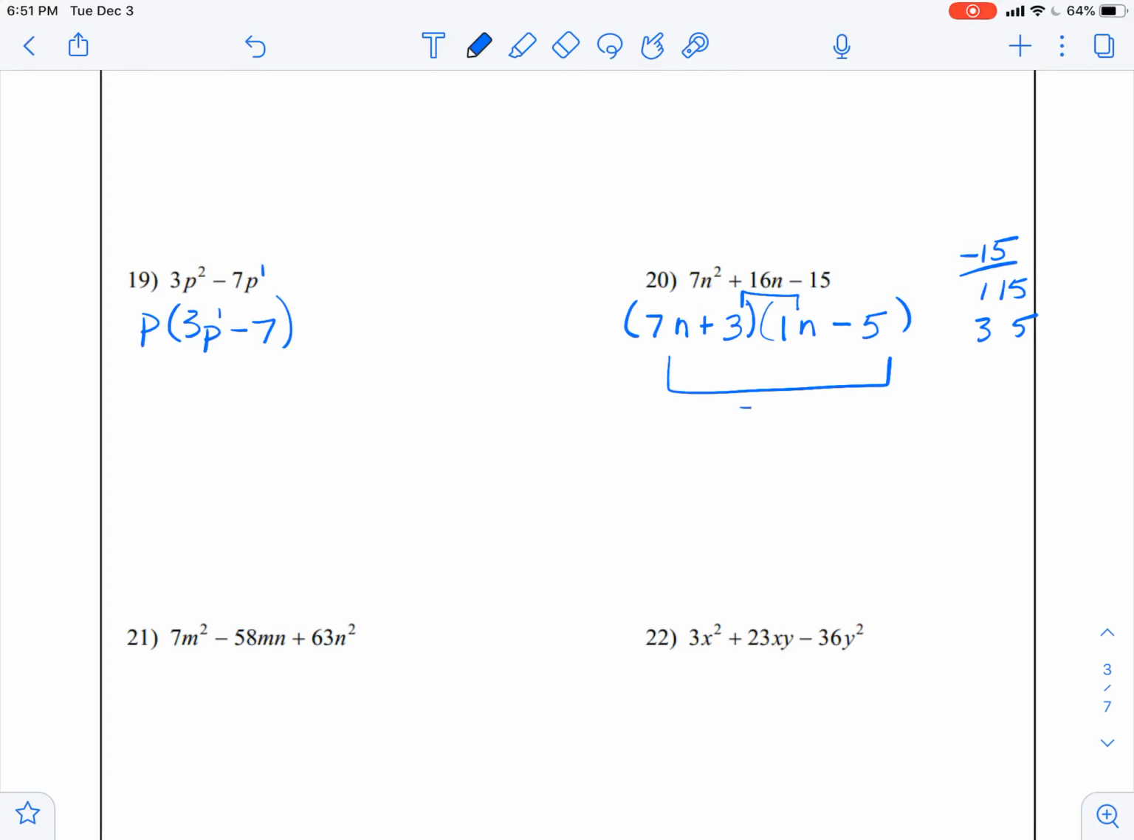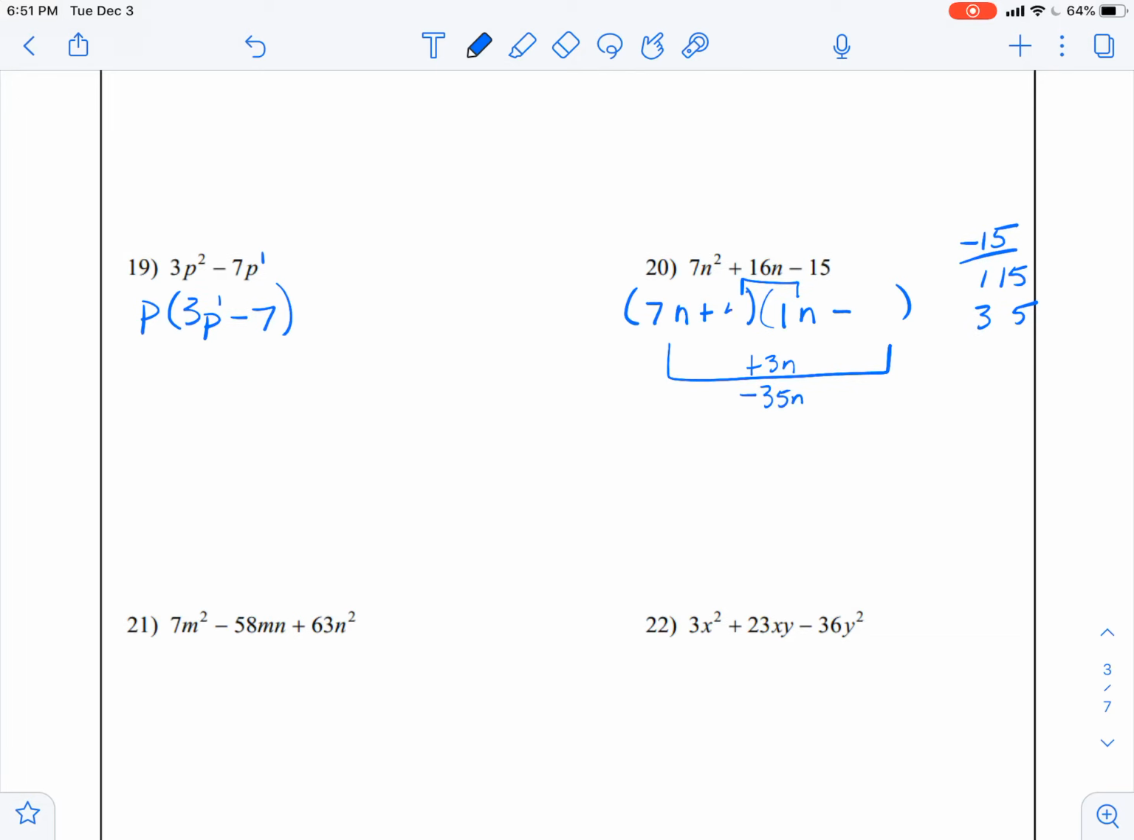And try it out. Well, that's negative 35, and that's plus 3, and that's a negative 32, so that does not work, okay? That doesn't work. We're just going to come back, and we're going to switch the numbers. So I'm going to put the 5 here and the 3 here, okay?